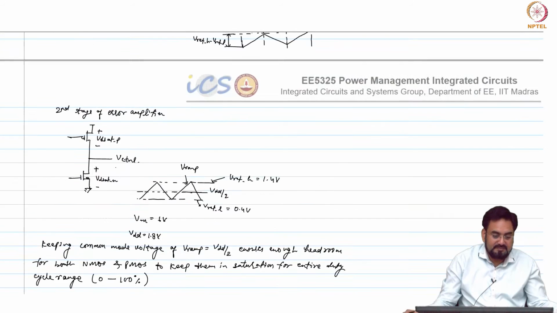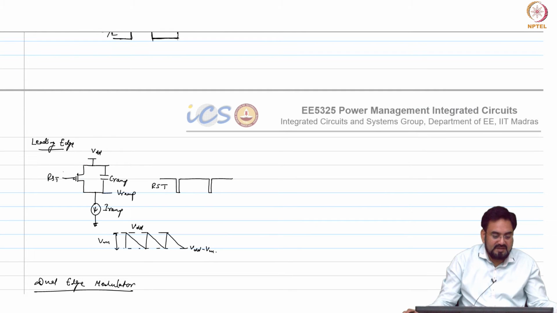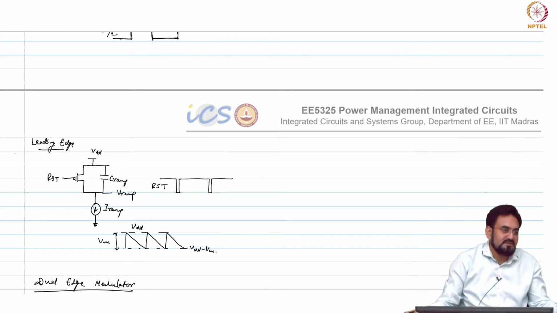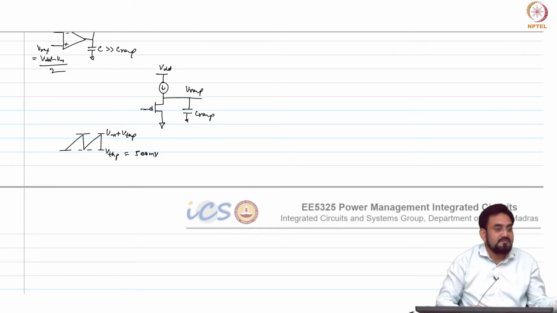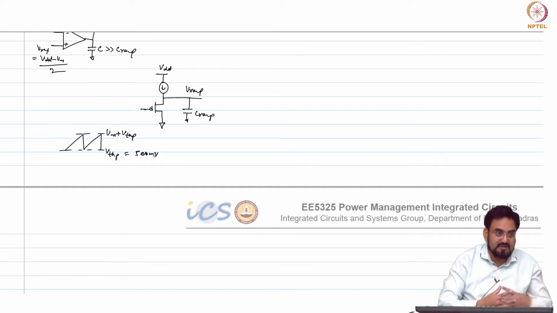Similarly, for the leading edge, we are basically charging this to VDD through PMOS. If we use NMOS, then it will be limited to VDD minus VTN, that is it. Okay. So these are the small things you need to take care of when you are designing your DC-DC converter.